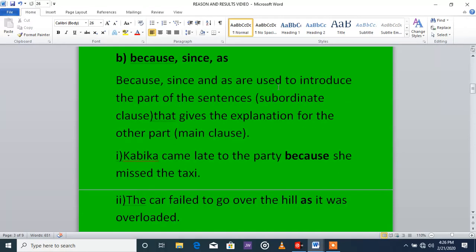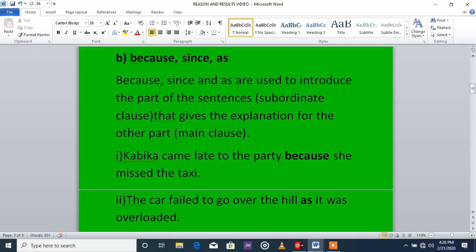Because, since, and as are used to introduce the part of a sentence which is the subordinate clause. The subordinate clause gives the reason for doing something. Then the main clause is the result, or what followed after the reason. Let's look at this example.